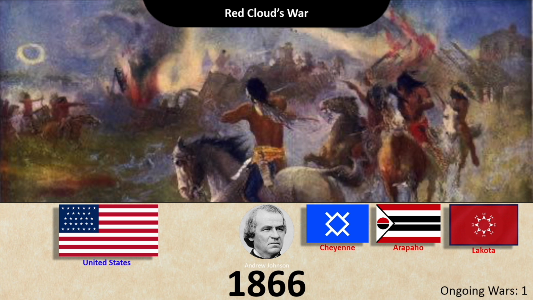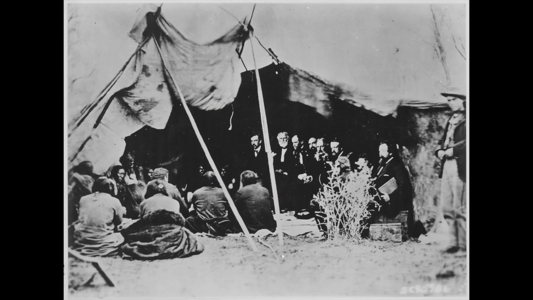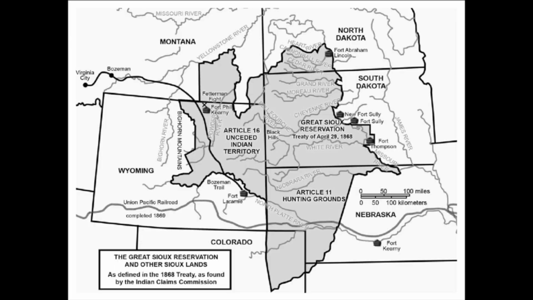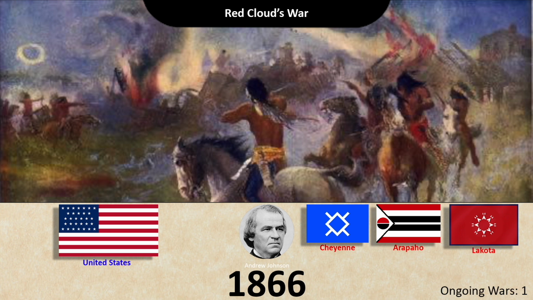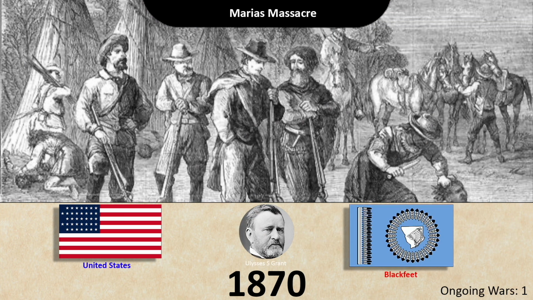Eventually, peace would be achieved under the Treaty of Fort Laramie in 1868, and the Lakota would be victorious. They would regain control of the western Powder River country, or this north central Wyoming territory, and they would take down the forts and permanently close a trail that had been set up for miners and other settlers. So yeah, they closed the trail down and took the land back. 2 years after that ended, in 1870, we'd get the Marias Massacre.